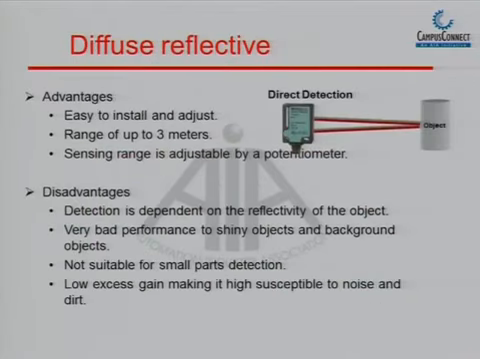Then diffuse sensors, again as I said, they detect the object directly. That means the light falls on the object, it gets reflected back. It is totally dependent upon the color of the object. A white color will reflect maximum light as compared to a black color object. We can adjust the sensitivity using a potentiometer on the sensor.